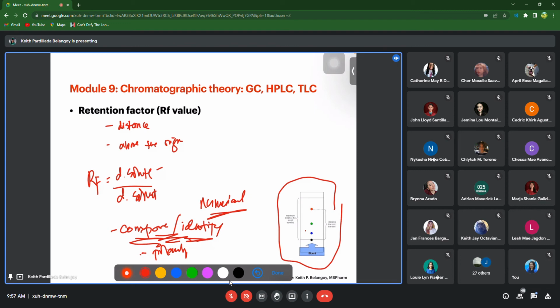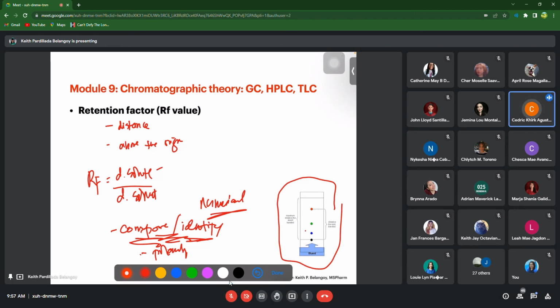Maybe Paninahog or Kabahog or Torino could answer. Looking at your RF value, just try. Which has a bigger RF value, the blue spot or the red spot? Compounds with smaller RF are more polar since they are more attracted to the stationary phase, and compounds with bigger RF or retention factor are less polar since they are more attracted to the mobile phase.